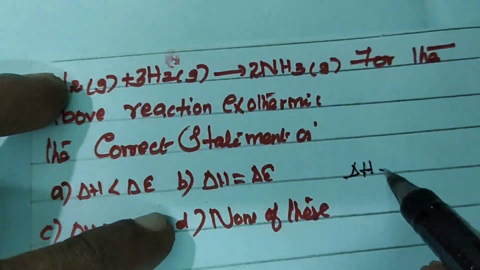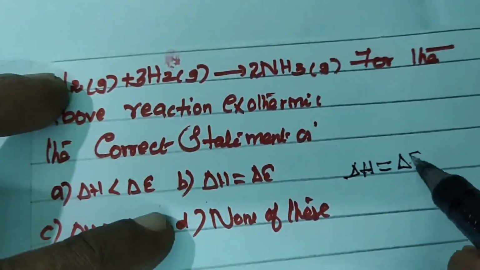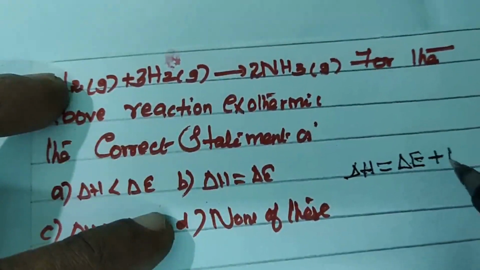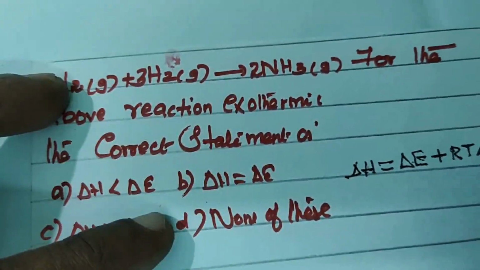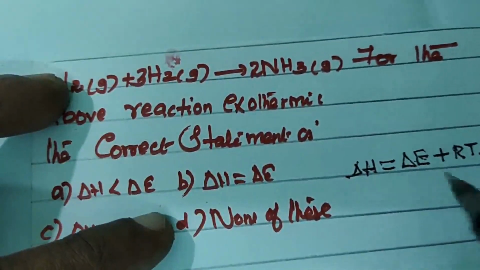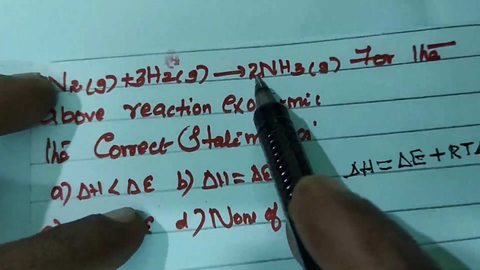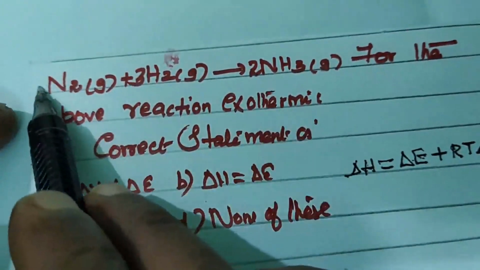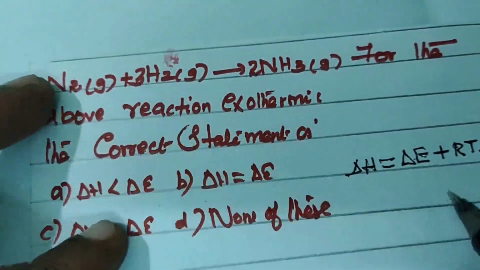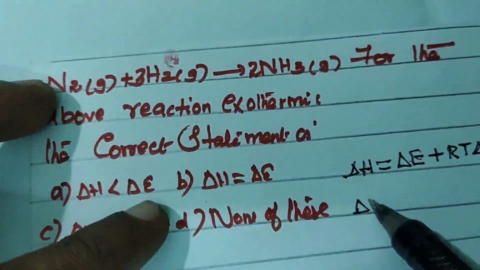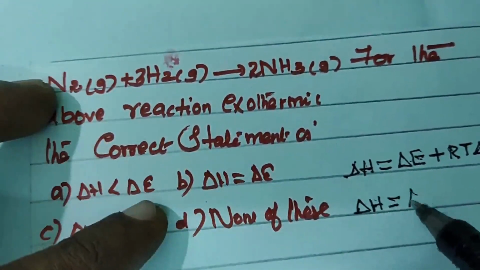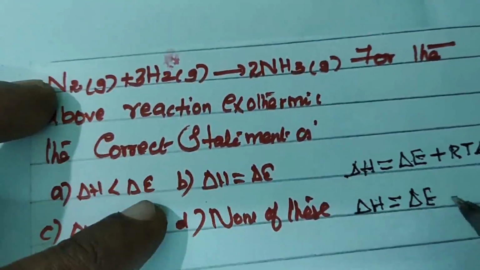Delta H is equal to delta E plus RT delta Ng, RT into delta Ng. Here delta Ng, the number of moles of gaseous product, is 2, and the number of moles of gaseous reactant is 1 mole plus 3 mole, so delta Ng is minus 2. So delta H is equal to delta E minus 2RT.